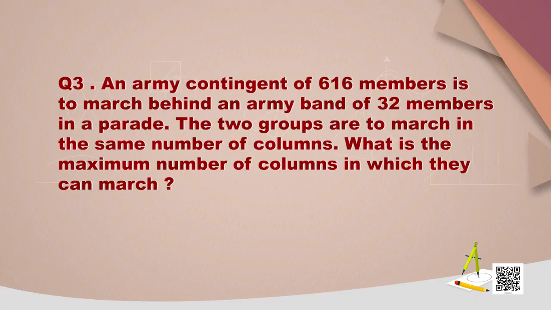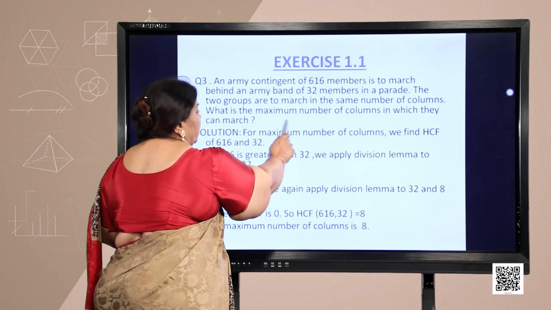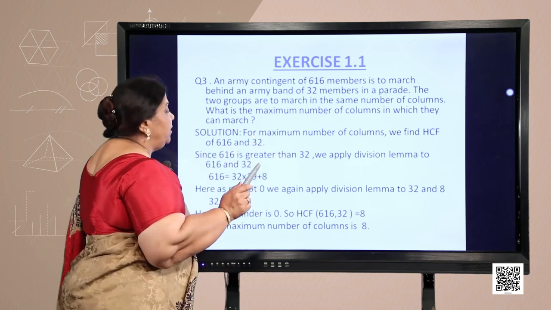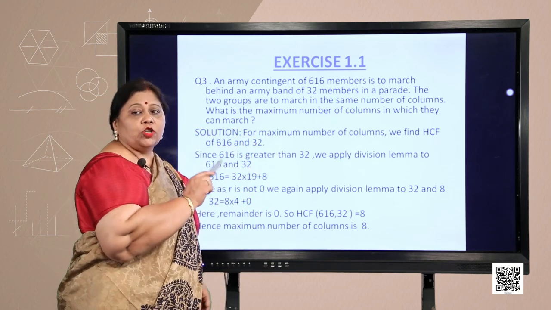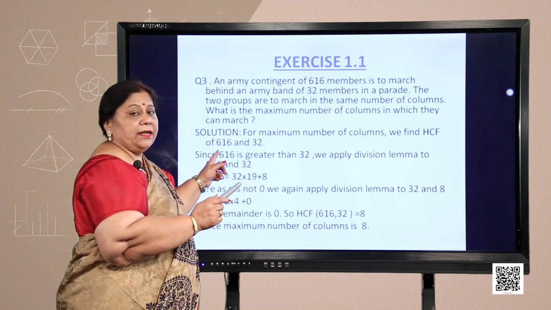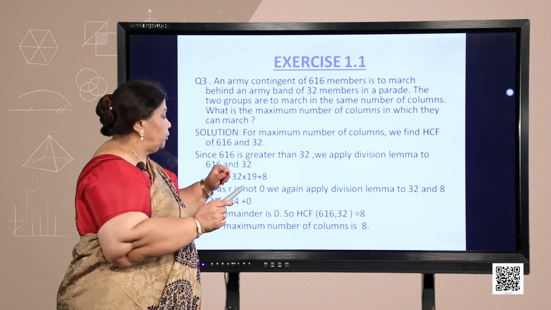Question number 3, which says that an army contingent of 616 members is to march behind an army band of 32 members in a parade. The two groups are to march in the same number of columns. What is the maximum number of columns in which they can march? Here, maximum number is suggesting that we have to calculate the highest common factor of 616 and 32.